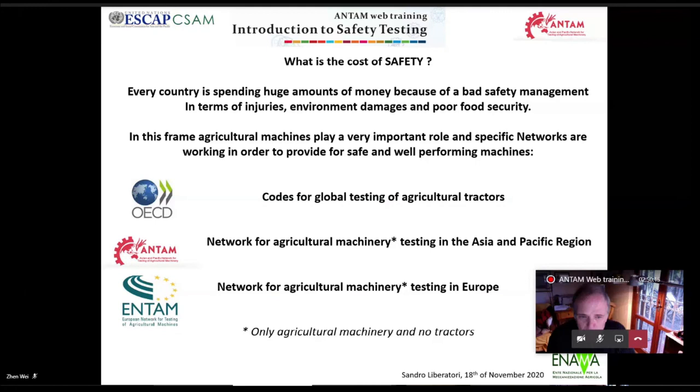The first is dealing with tractors only, and the other two with agricultural machinery, because you have the implements that go behind the tractor, and they are really very important too. And now I think we come to a few words about ANAMA in the next slide, please.